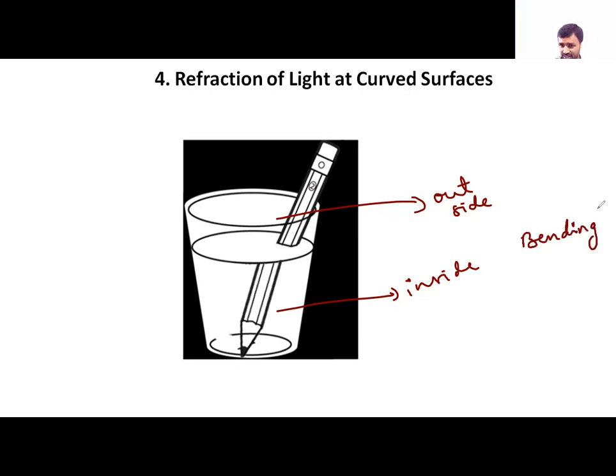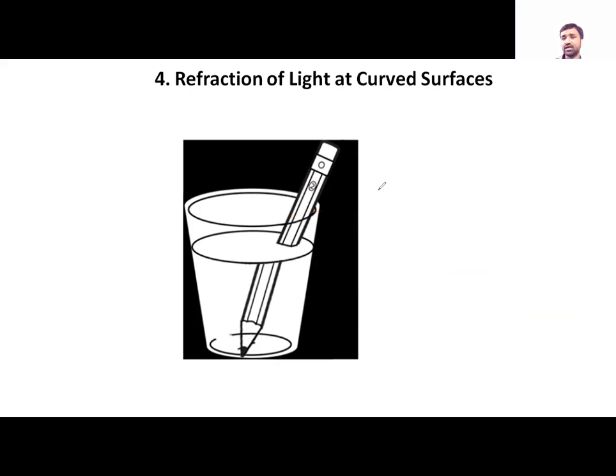Bending. Really, is that pencil bending? Really, does it happen? No. But it is due to what? Presence of water. If you insert that pencil into an empty glass, can you see these two parts? No. Here we can see only a single part. So here it is due to the refraction of light. For understanding in which direction it is bent, I am using this practical example.